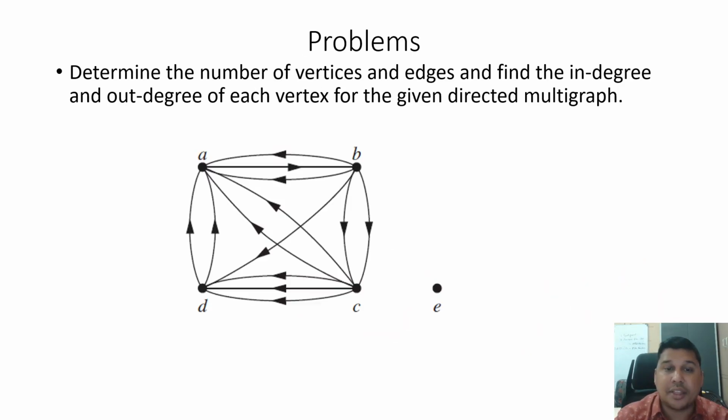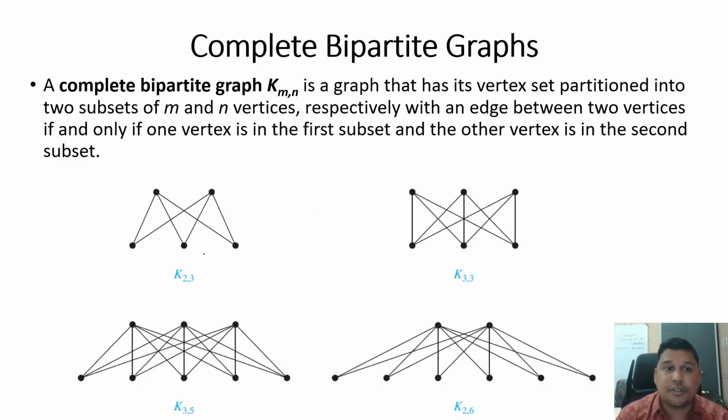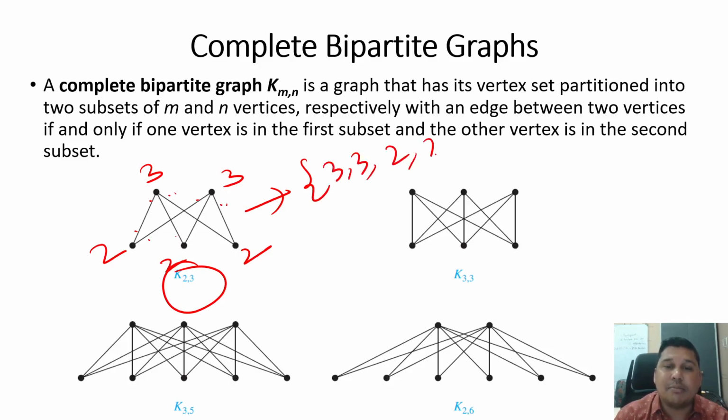Okay, let's take another graph and find the degree sequence. Let's find the degree sequence for this graph K2,3. What is this? 3. What is this? 3. What is this? 2. This is 2. This is 2. So the degree sequence of this becomes 3, 3, then 2, 2, 2. You have to write in decreasing order of the degrees. That is called a degree sequence.